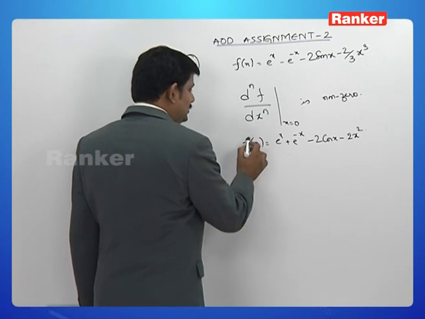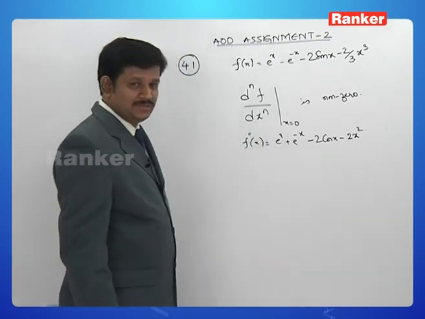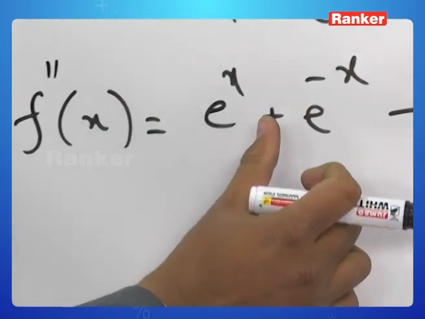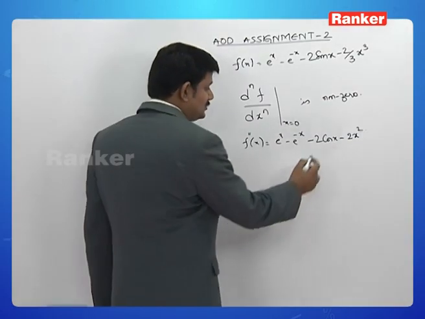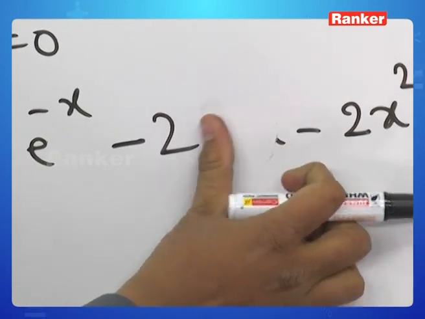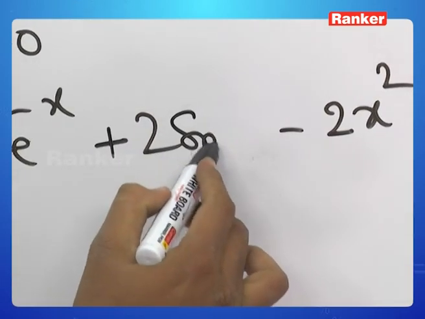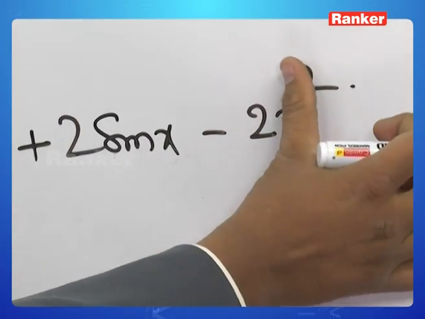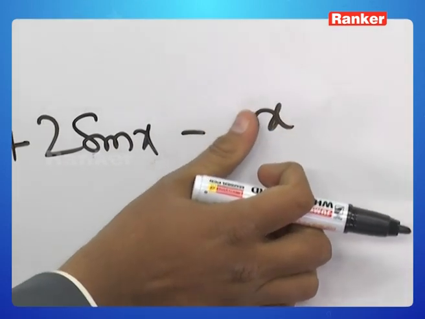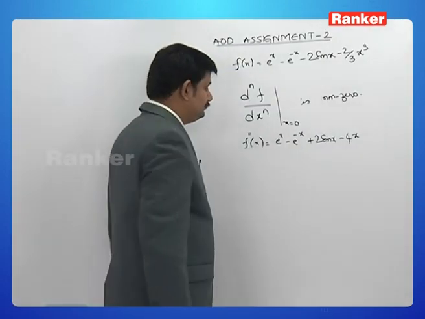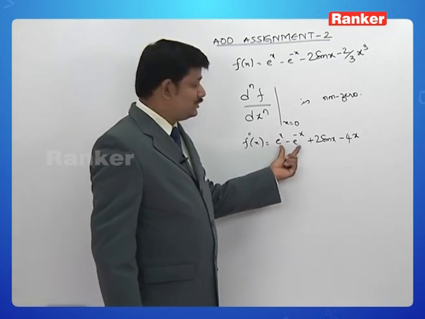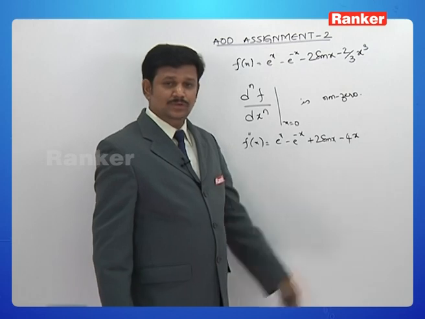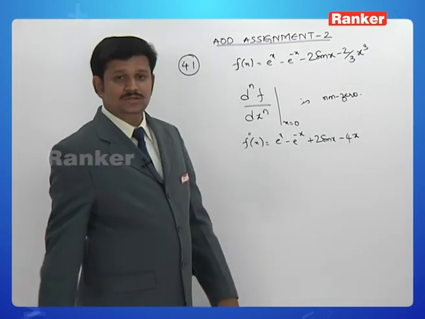Let us again differentiate it, f double dash of x. Derivative of e power x is e power x, derivative of e power minus x is minus e power minus x, derivative of cos x is minus sin x, and derivative of x square is 2x. So, at x equal to 0, 1 minus 1 is 0, sin x is 0, 4x is 0, so f double dash is also 0.